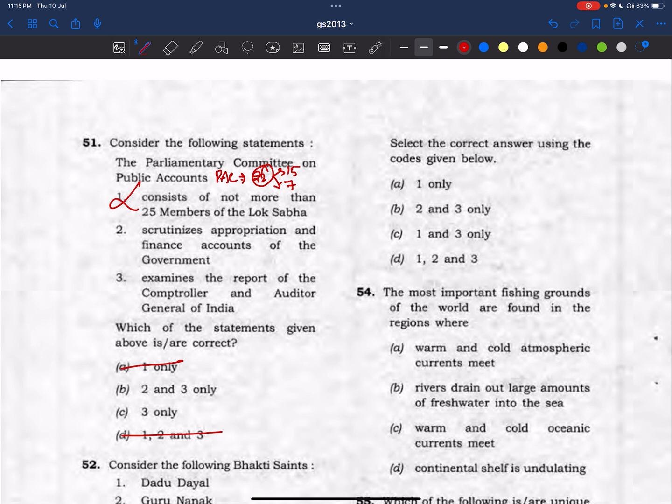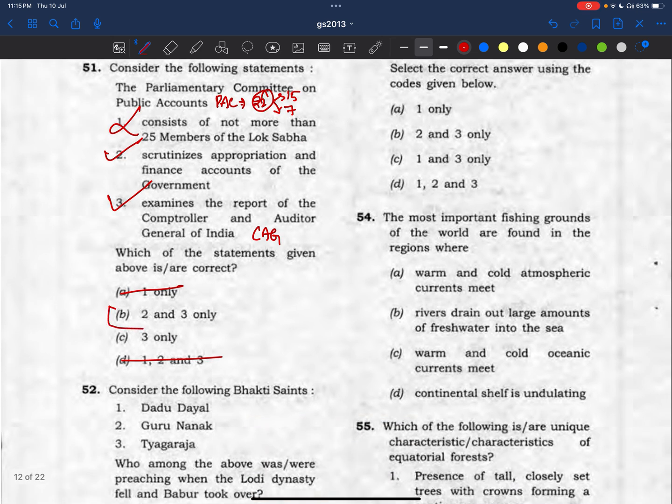Scrutinizes appropriation and finance accounts of the government. Yes, it scrutinizes; we know that. Examines the report of the Comptroller and Auditor General. Yes, CAG is known as the friend and philosopher of PAC, right? This statement we learned from Lakshmikant. So the answer is 2 and 3.